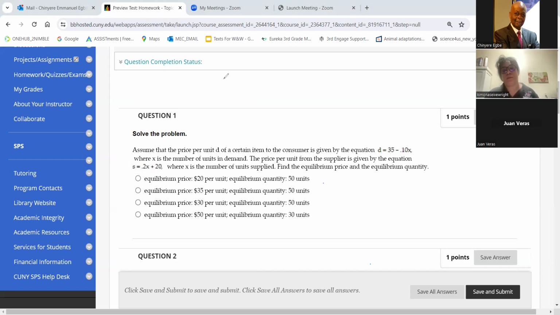Let's clarify this, because if you go away and we don't clarify it, we had 35 minus 0.10x, and we said the buyers must agree with the sellers. Am I correct? Right.